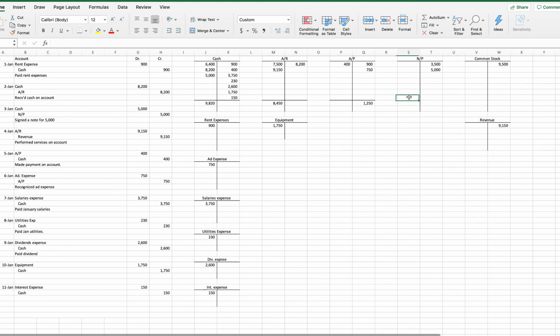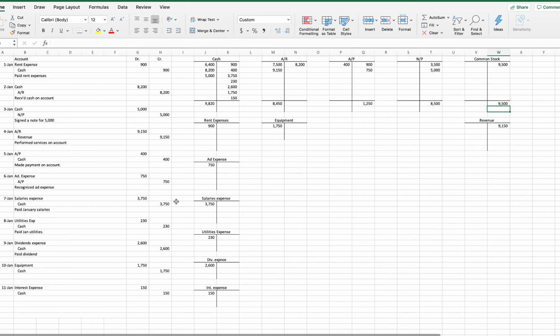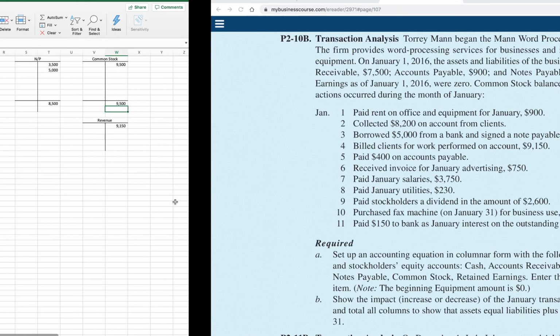Going to do the same thing with notes payable. Now, notes payable is nice because guess what? We didn't make any payments. Notes payable just kept going up. So I'm going to auto sum this. Okay? I'm going to do the same thing with my common stock. And you can do the same thing with rent, or all the expenses, we only had one, so we're fine. Okay? So that's what I want you to do in problem 2-10A. Okay?